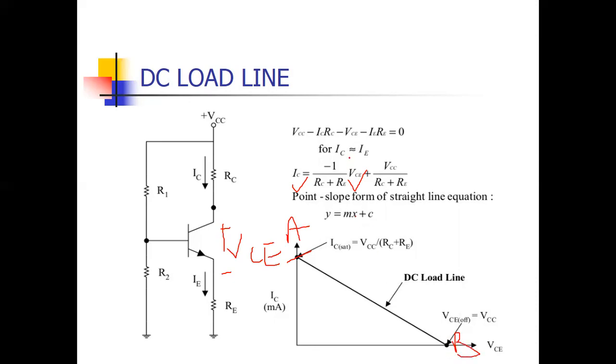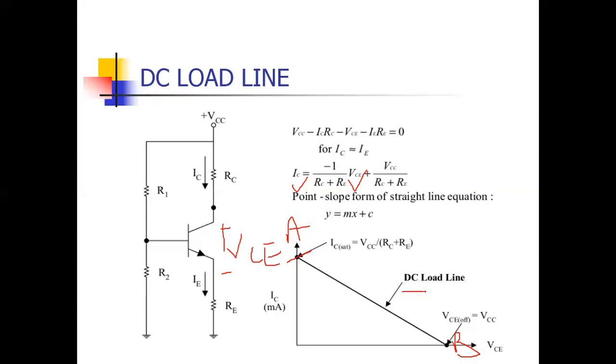If x equals 0, meaning VCE equals 0, then IC equals VCC upon RC plus RE, that is point A. If y equals 0, meaning IC equals 0 in this equation, then you will get VCE equals VCC. When you join these 2 points, you will get a load line.